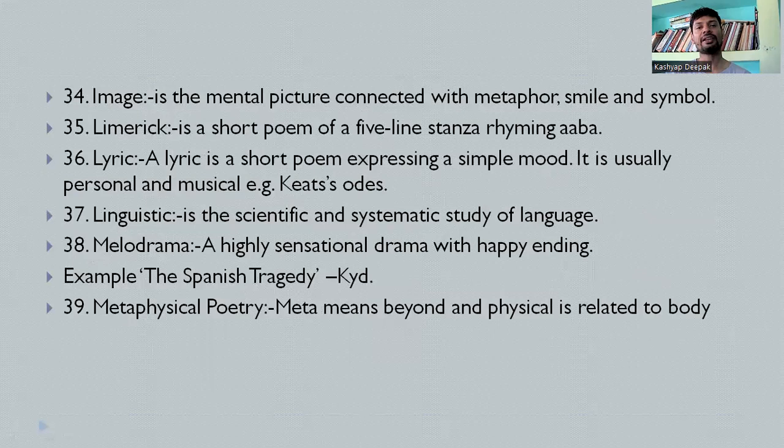Image. Image is the mental picture connected with metaphor, simile, and symbol. Next, limerick is a short poem of five-line stanza rhyming A, A, B, B, A. Lyric. Lyric is a short poem expressing a simple mood. It is usually personal and musical. For example, Keats's Ode.